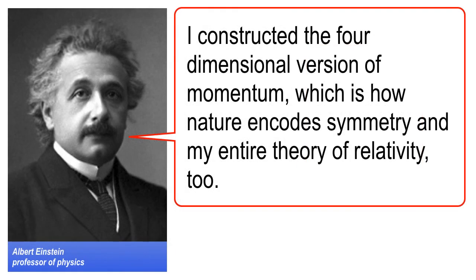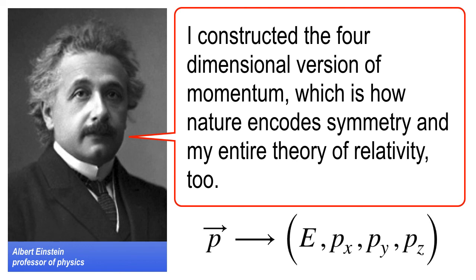He constructed a four-dimensional version of momentum. And this is how nature encodes symmetry and, in fact, the entire theory of relativity in terms of a momentum vector that has four components. All right. Now, we're going to look at this thing, but we're not going to calculate in four dimensions because it's a lot of trig and a lot of advanced thinking.